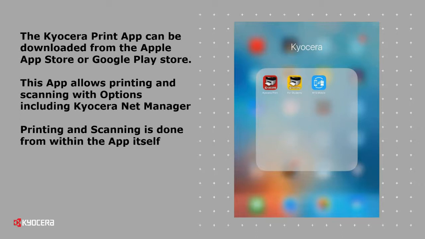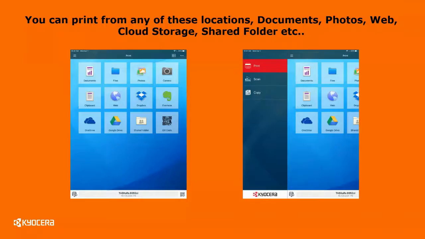The app allows for printing and scanning using some of the extended features in our printers and scanners, like job accounting, print size, resolution, color, black and white, and even Kyocera Net Manager. Printing and scanning is done from within the app itself, not from external applications. From the app, you can select various locations to print from, such as documents, photos, the web, cloud storage, or a network shared folder, and various other selections there.